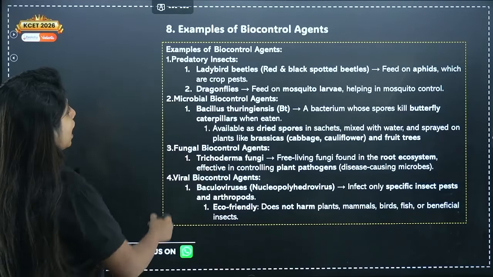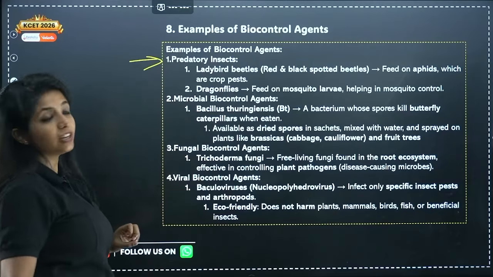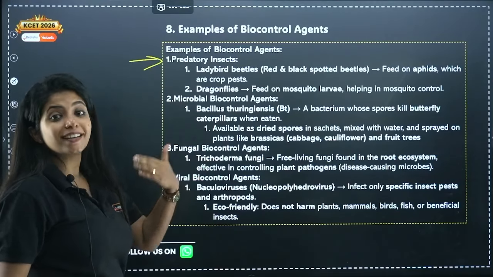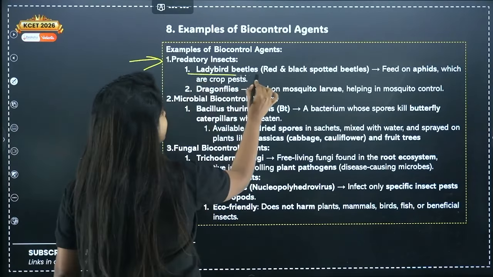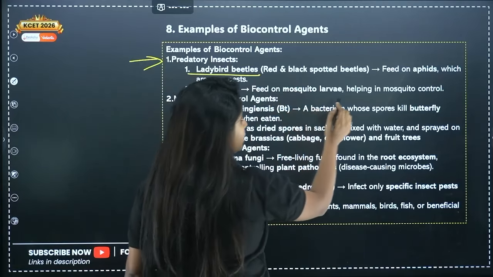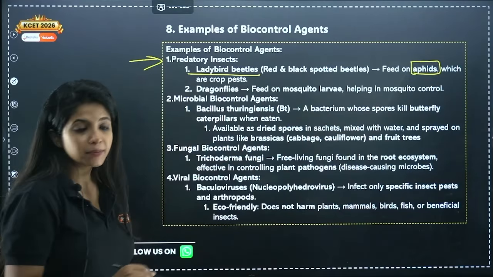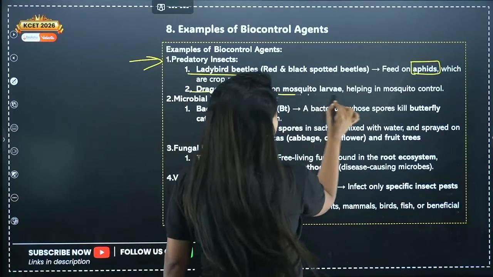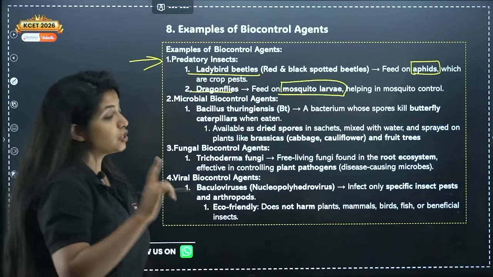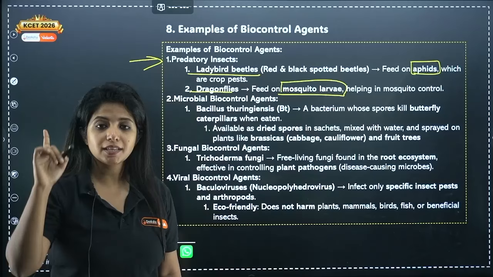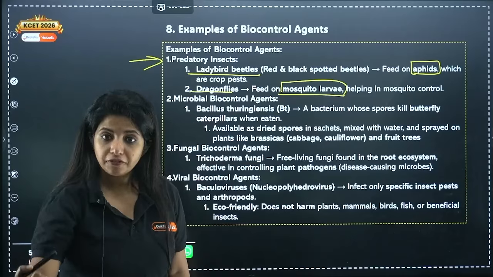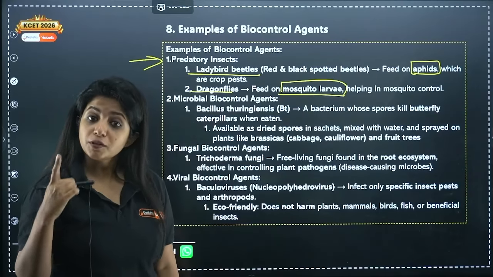So the first thing that we have over here is predatory insects. Certain insects that kill other insects. Ladybird beetle, you might have seen the red and black spotted beetle. They feed on aphids. Dragonfly, they feed on mosquito larva. So among predatory insects, ladybird is feeding on aphid, and dragonfly is feeding on mosquito larva.